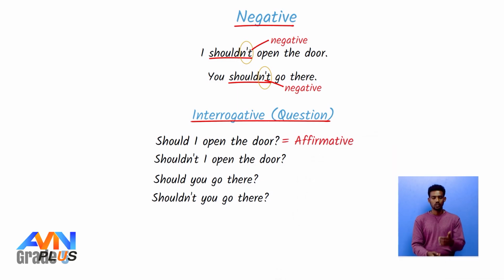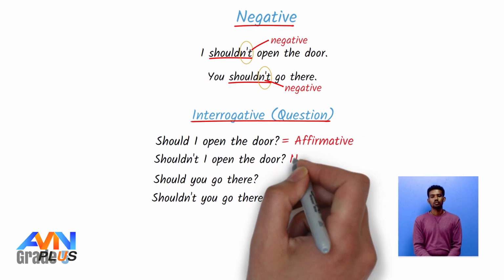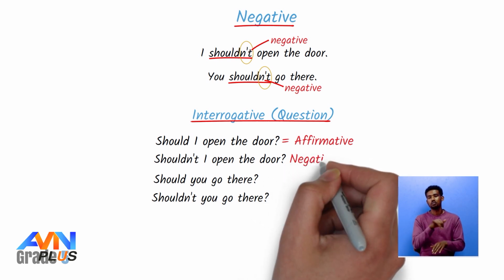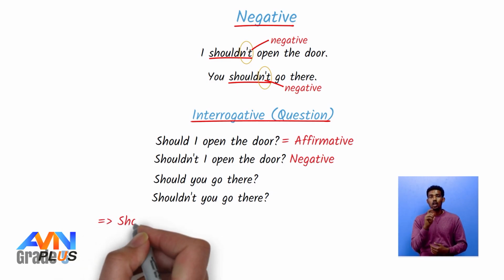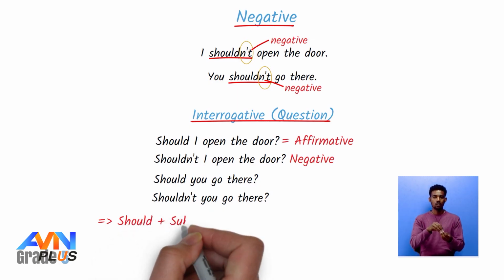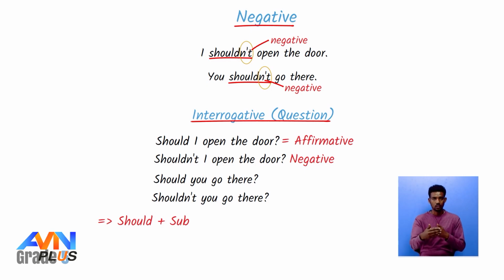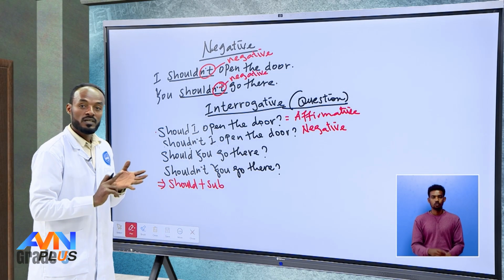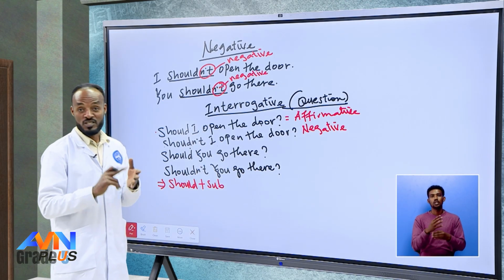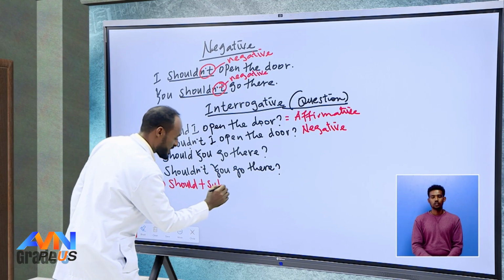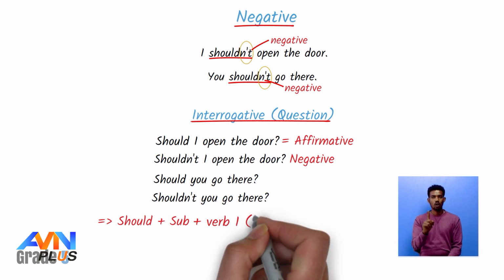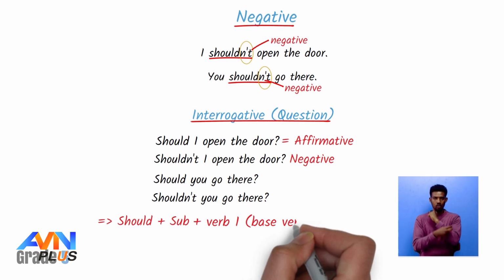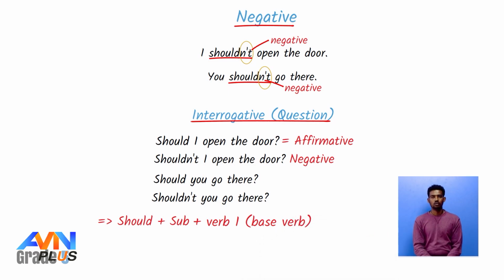This one is a negative. If it is given in negative, you can use such kinds of structure. So, what is the form? We can derive from here. The form is should plus the subject. It can be first person, singular or plural, second person, third person singular or plural. Should plus subject plus verb 1 or base verb. Bear in your mind, please, base verb here.